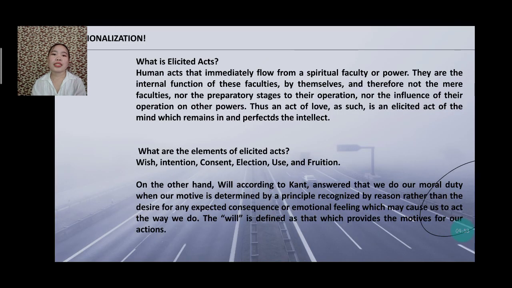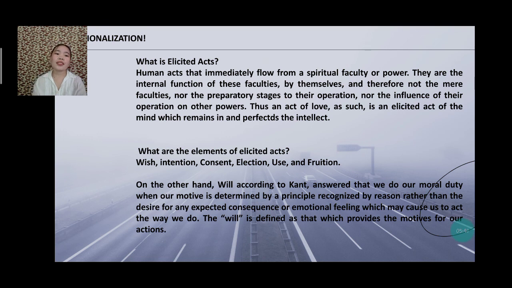For our rationalization, what are elicited acts? Elicited acts are human acts that immediately flow from a spiritual faculty or power. They are the internal function of these faculties by themselves, and therefore not the mere faculties, nor the preparatory stages to their operation, nor the influence of their operation on the other powers. Thus, an act of love as such is an elicited act of the mind which remains in and perfects the intellect. So what are the elements of elicited acts? The elements are wish, intention, consent, election, use, and fruition.